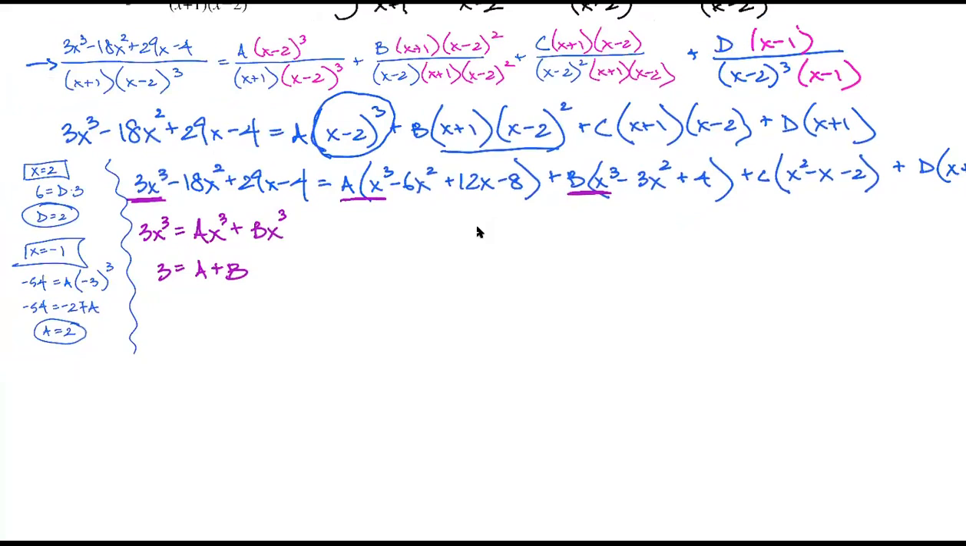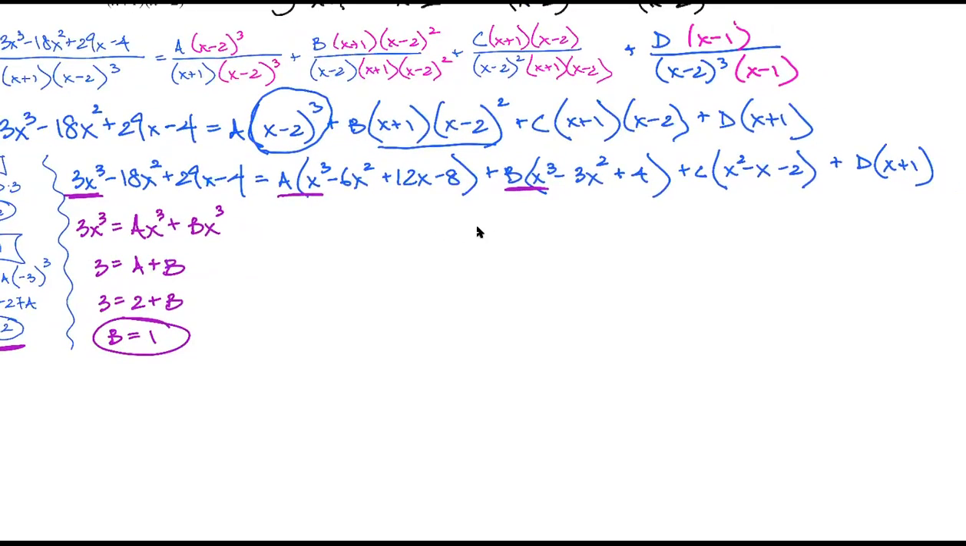Now from there, look at what happens. We already have our a, and so we can find our b. We can say that 3 equals 2 plus b, and so b equals 1. All right, so we've got one last letter to find. We have to find c. Now, it doesn't matter whether you pick the x squared terms or the x terms or the constant terms. You can use whichever ones you want.